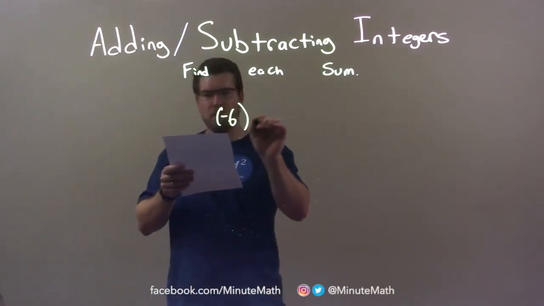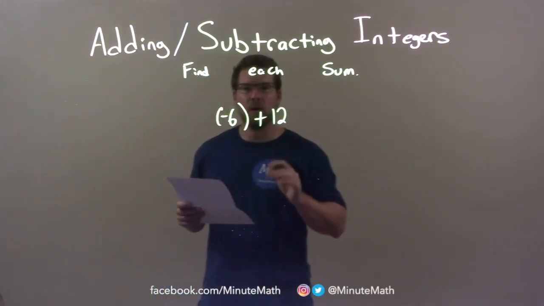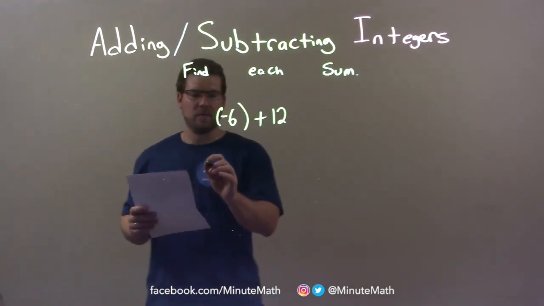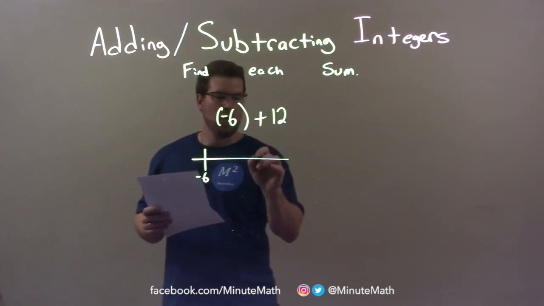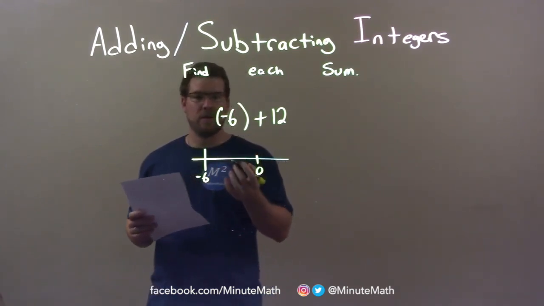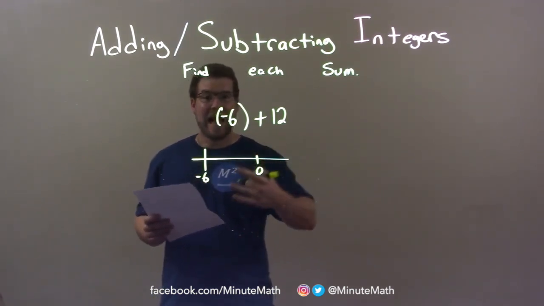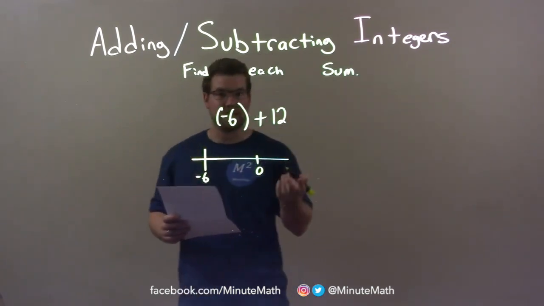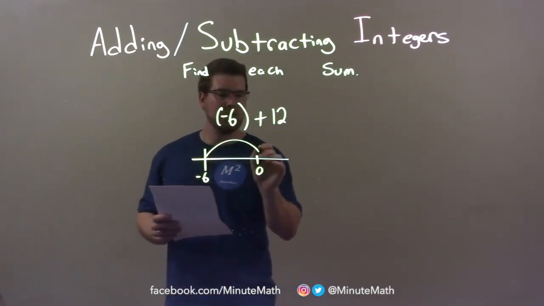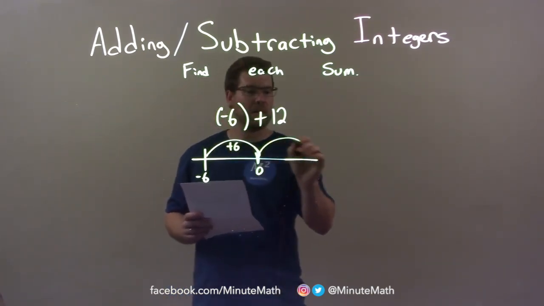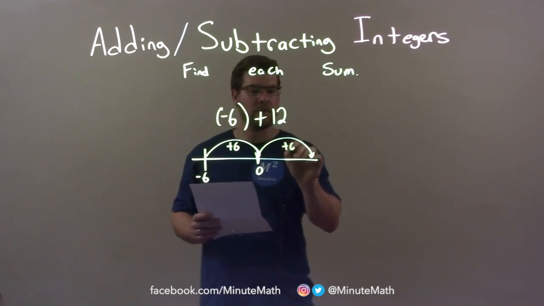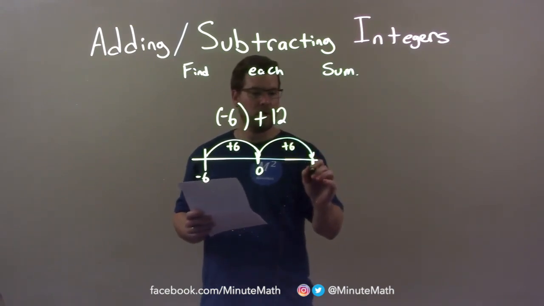Negative 6 plus 12. Let's start with negative 6 right here on the number line. Well, 6 units away is 0. Half of 12 is 6. So if I move 6 units to get to 0, that's plus 6. I need to do 6 more to get a total of 12.